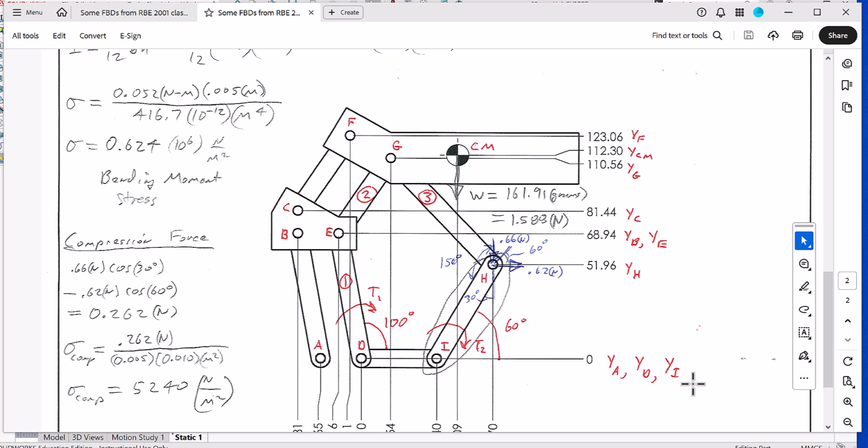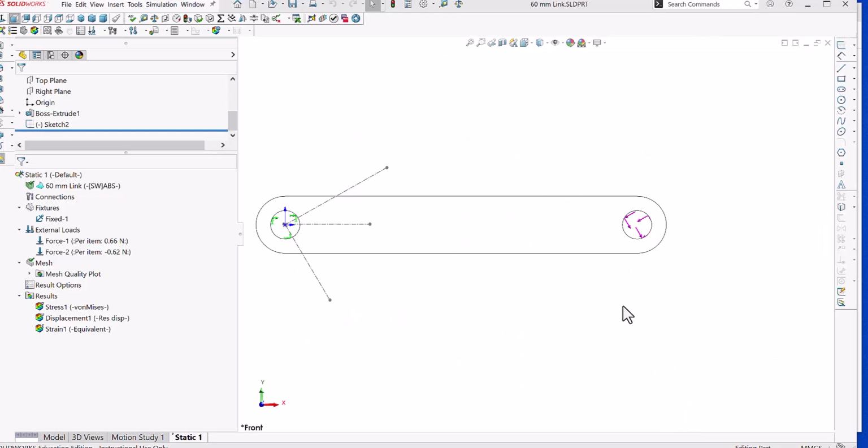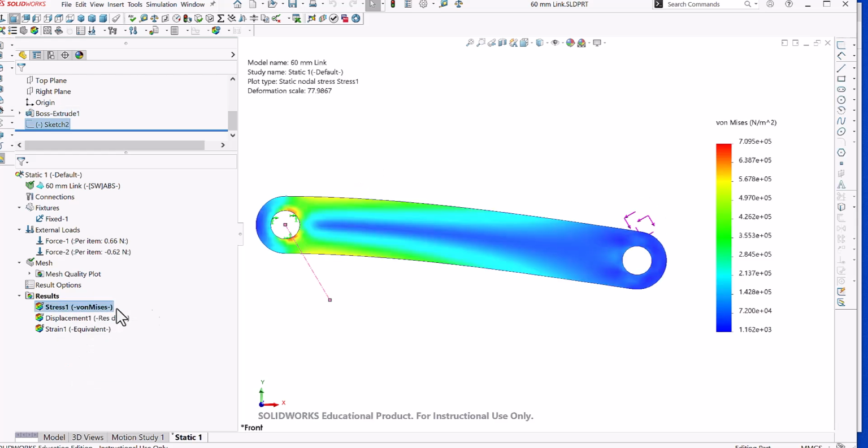So let's look at the SolidWorks simulation now. So here's the SolidWorks simulation. We have the 0.66 newton load that's at 30 degrees from the horizontal, right? If I click over here, you can see that it turns blue. And then the other one, the 0.62, if I click on that, okay, there it goes. That's down at 60 degrees from the horizontal. So we apply those two loads, and then we'll show the von Mises stress here.